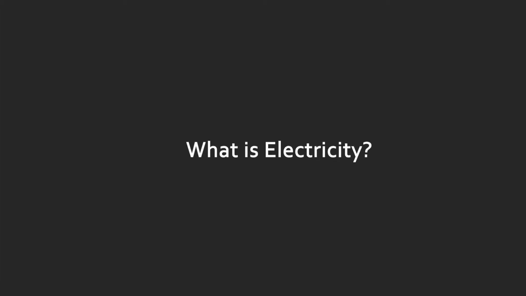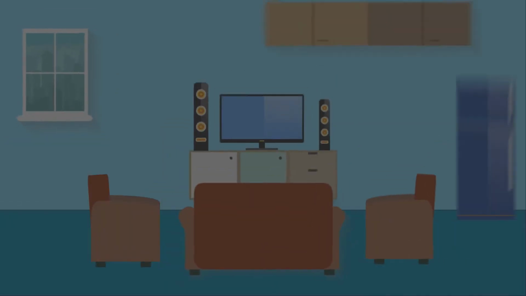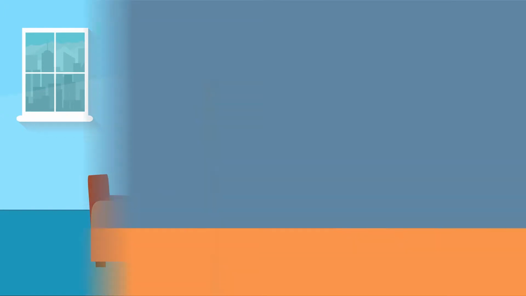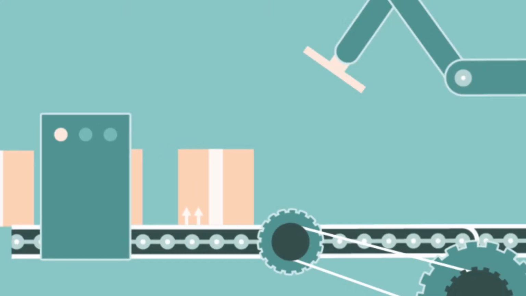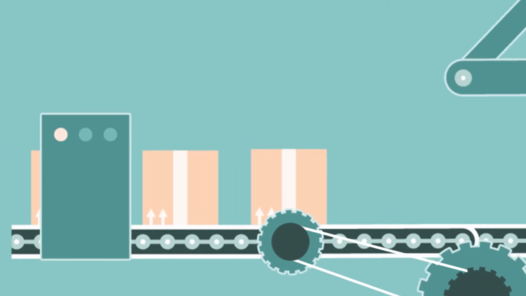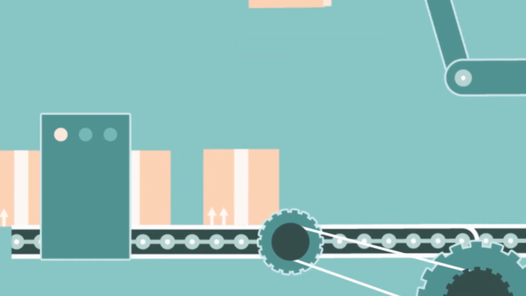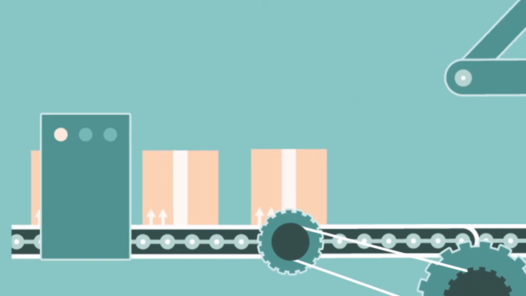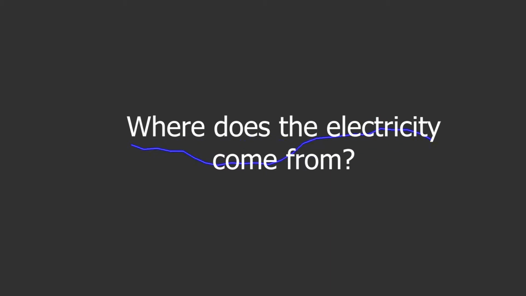What is electricity? Any appliances that we use in our daily lives, such as household appliances, office equipment, and industrial equipment, almost all of those things take electricity. Therefore, we should understand electricity. The first question that we will find out the answer to is, where does electricity come from?